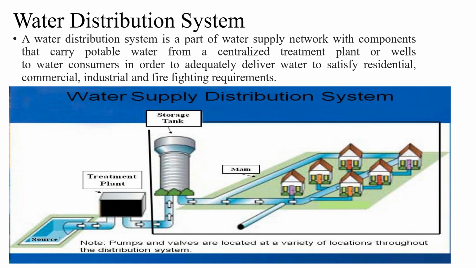It is part of the water supply network. The water distribution system comes under the water supply network. It has different components like pumps and valves, and it carries potable water. Potable water means water that is good for drinking purposes, right? And after the water is treated with various processes like aeration, filtration, and chlorination, it is called treated water.